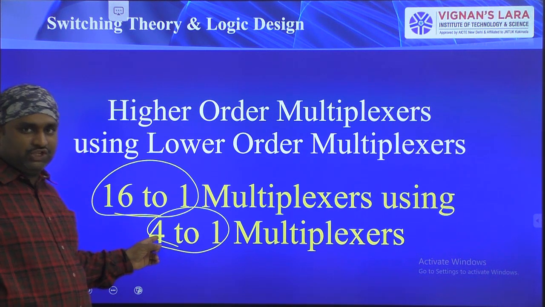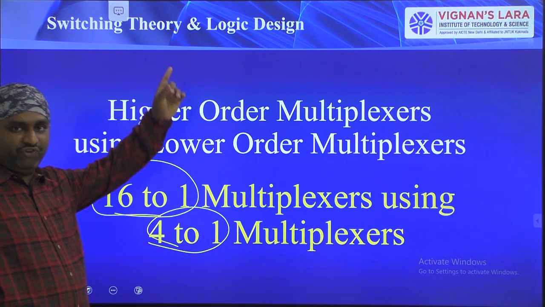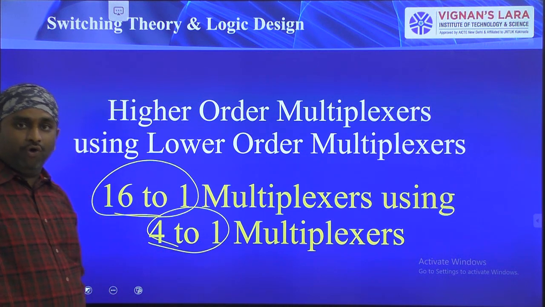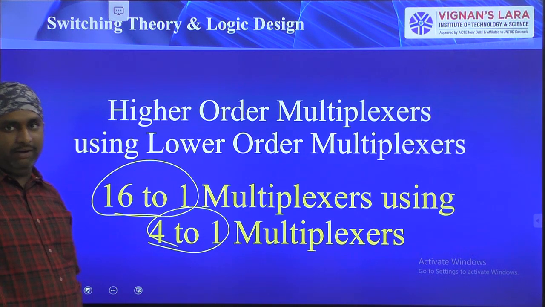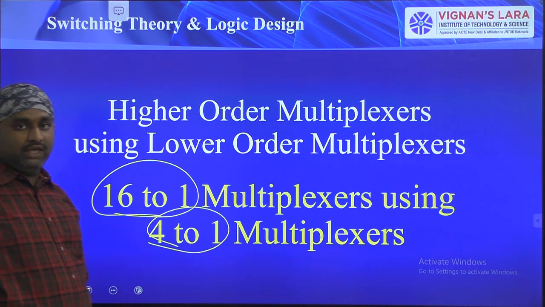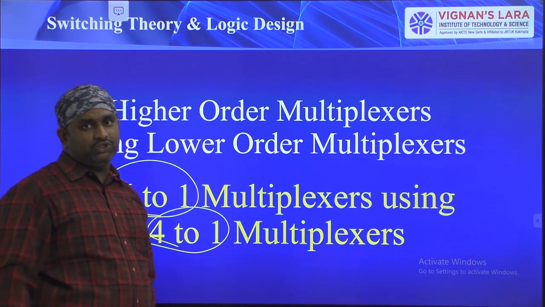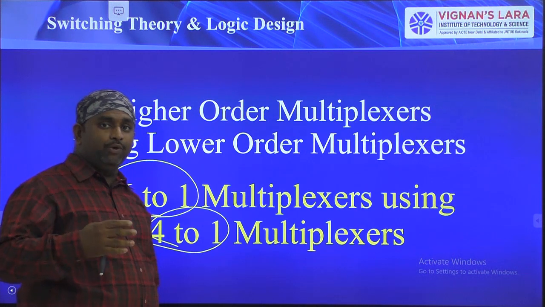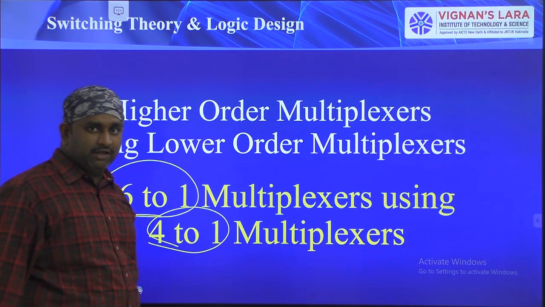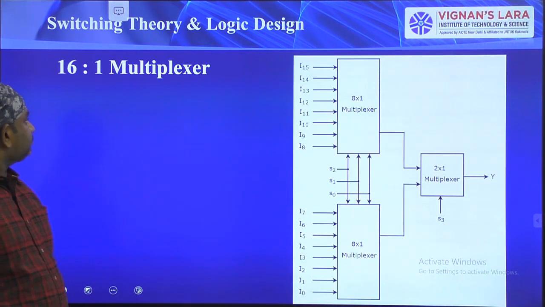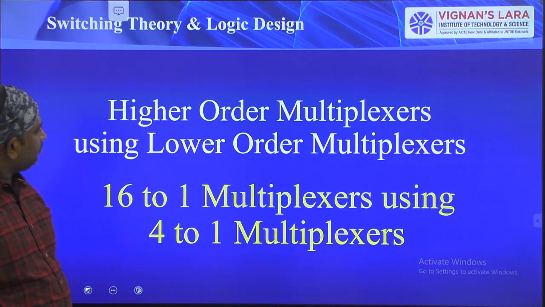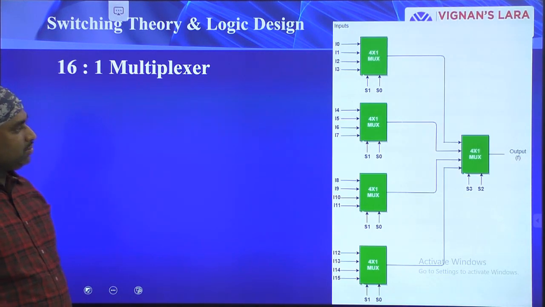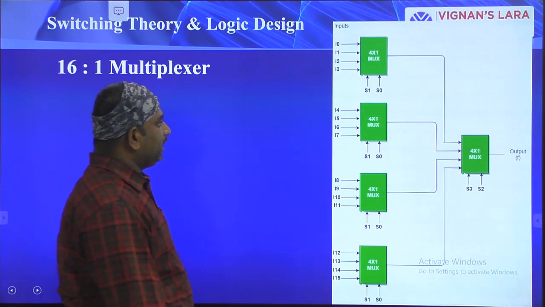4 fours are 16. So for that reason, at the first stage, I have to take 4 4 to 1 multiplexers. Then from these 4 to 1 multiplexers, I have 4 outputs. So for that reason, I have to take one more 4 to 1 multiplexer. That I will show now. So this is the diagram.